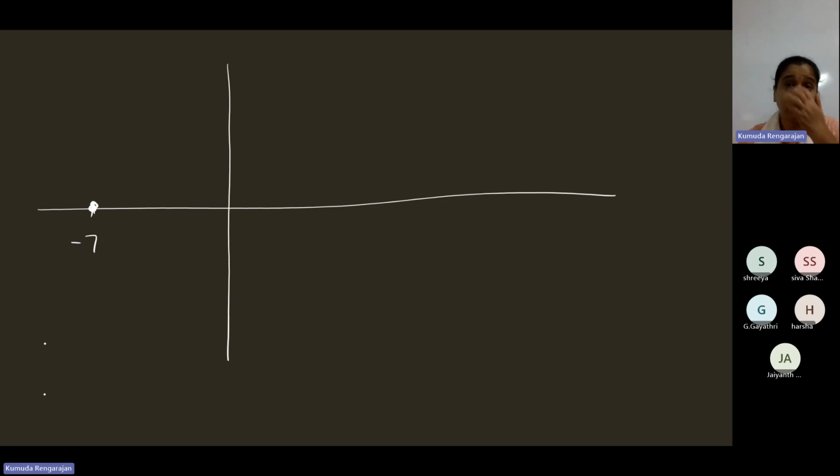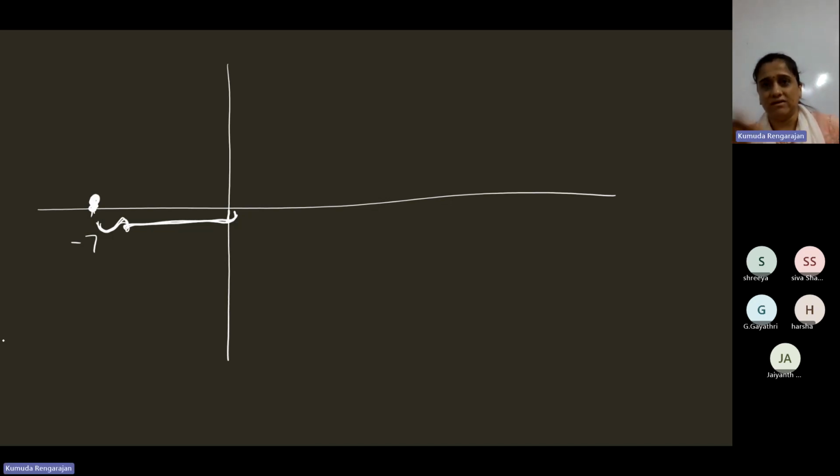What's the address of this point? Now, when we say distance, it is positive. Whenever we say distance, it's positive. But we use negative numbers because of this. What's the distance of the point from the y-axis? 7 units. It's on the left side, right? So we say -7. See, the distance of this point from the y-axis is not -7, because distance is not negative.